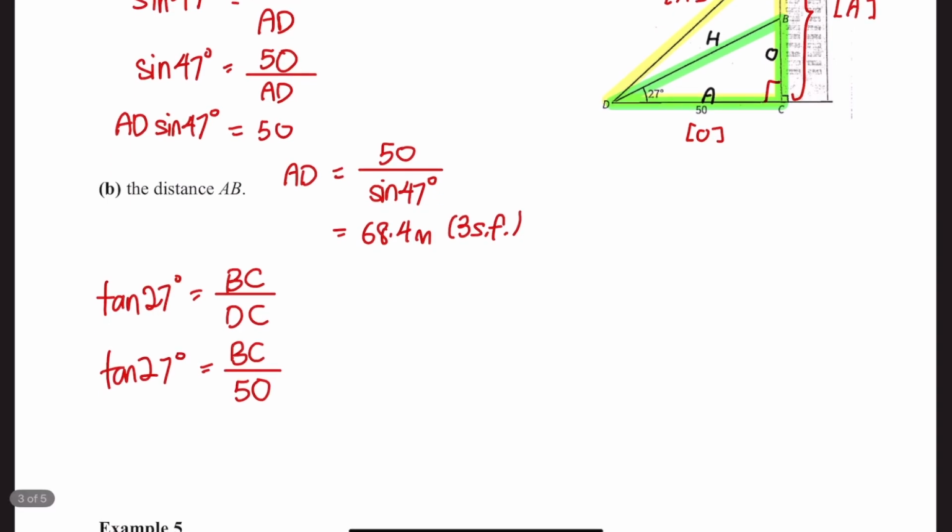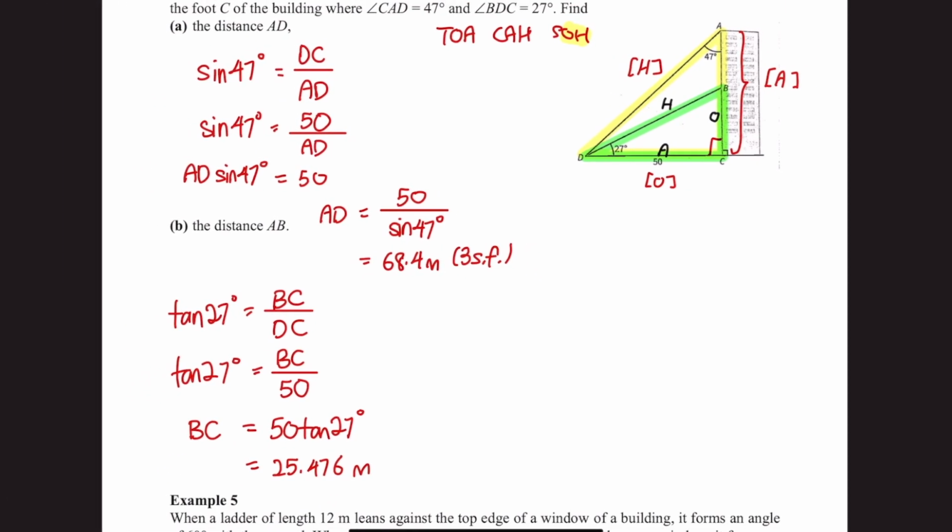So therefore, for BC, I multiply by 50 on both sides of the equation to get rid of the fraction. This is 50 tangent 27. Okay, press in your calculator, you should get 25.476. Okay, this is, oh sorry, this is not degrees, this is a length. This one should be meters. Okay, 25.476 meters. I write in 5SF because this is not my final answer yet. Okay, next I found the length of BC.